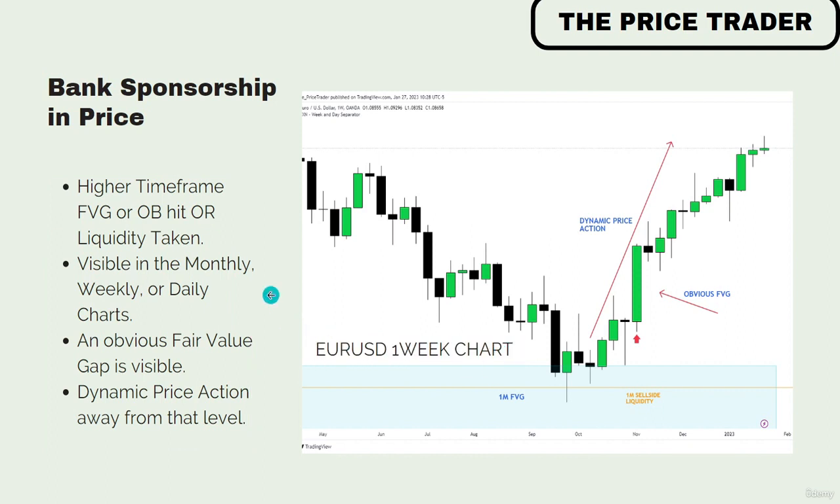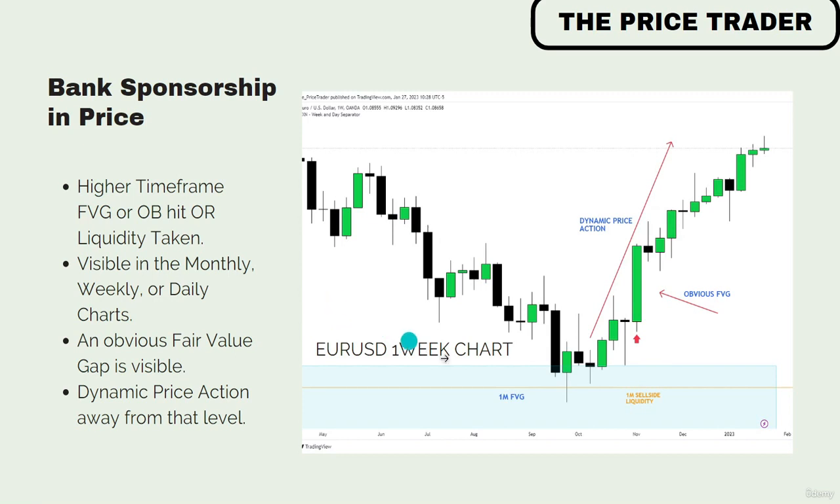As an example, I've outlined here bank sponsorship in price. As you can see, I've started with the higher time frame, number one. There's a higher time frame monthly fair value gap down here, and there's some form of liquidity that was taken in the monthly chart. This is a Euro USD weekly chart.